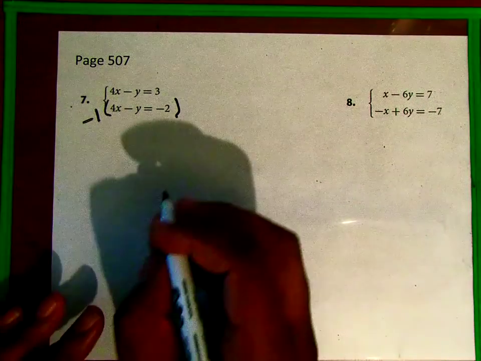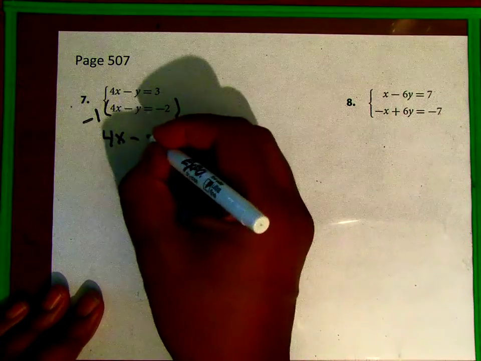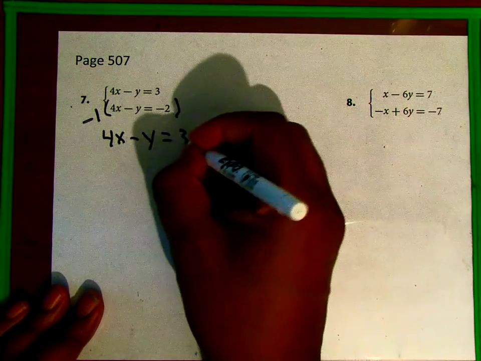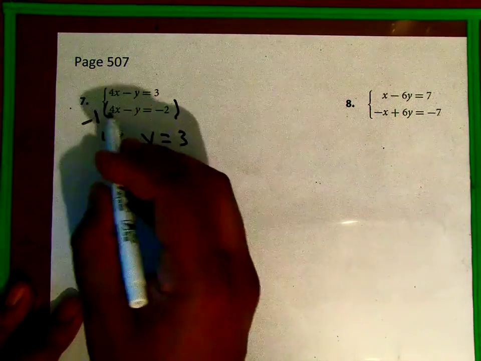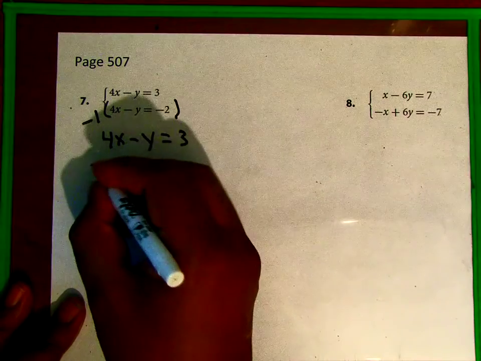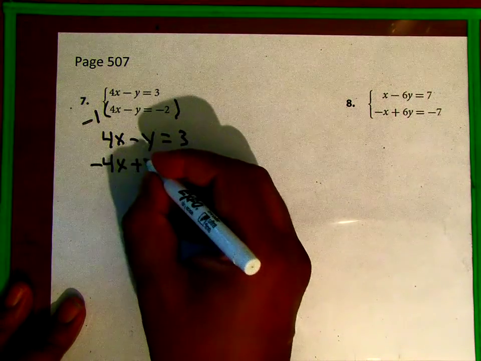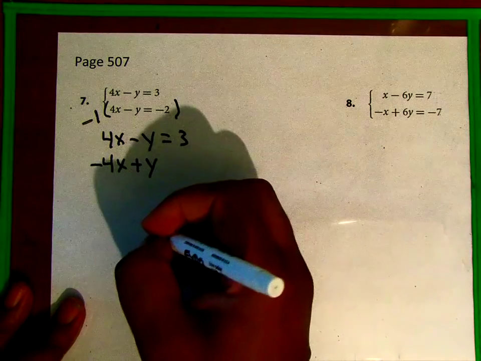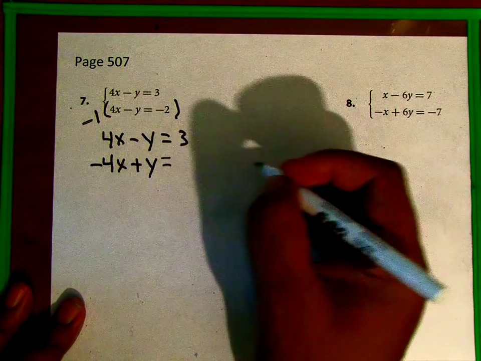All right. So I'm going to rewrite this first equation. That's going to be 4x minus y is equal to 3. And then write my new equation that I'm changing here. That's going to be negative 4x plus y is equal to 2.